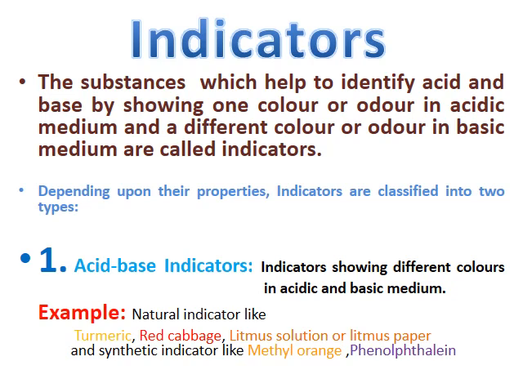Depending upon their properties, indicators are classified into two types. Number 1, acid-base indicators. Number 2, olfactory indicators. The first type are the indicators showing different colors in acidic and basic medium. This type of indicators can be natural or synthetic. Some examples of natural indicators are turmeric, red cabbage, litmus solution or litmus paper. Synthetic indicators are methyl orange and phenolphthalein.